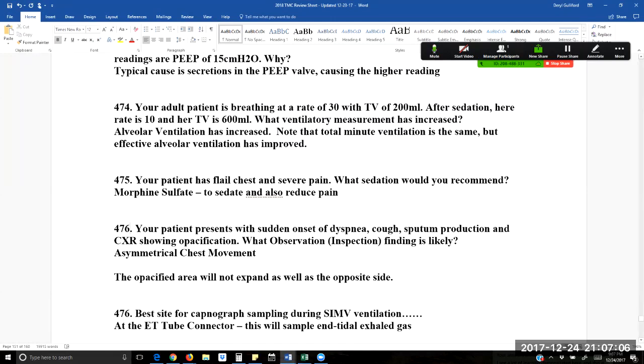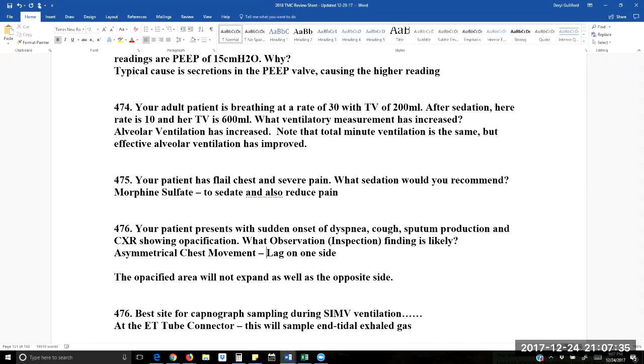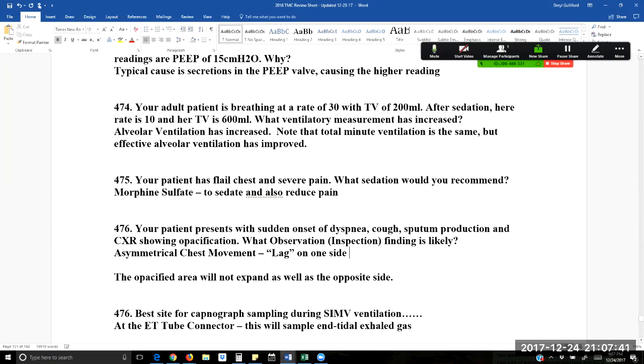Okay, your patient presents with sudden onset of dyspnea, cough, sputum production, and chest x-ray showing opacification. What observation or inspection finding is likely? Well, that sure sounds like a patient with pneumonia, and what we would see there is asymmetrical chest movement or lag on one side. Sometimes we hear it termed lag, delay of one side inflating, asymmetrical chest movement. The opacified area will not expand as well as the opposite side.